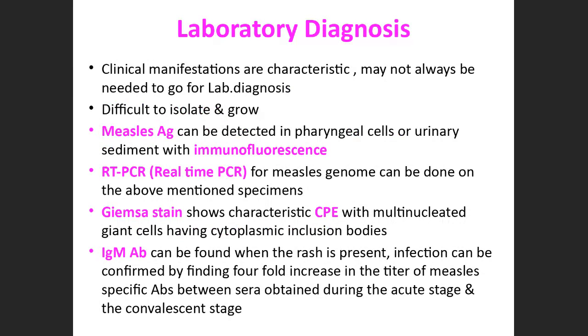How do you diagnose it? Laboratory diagnosis. The clinical manifestations are characteristic. For these viral infections, you might not always need any lab investigations. Clinical signs, symptoms, and history of the patient are enough to diagnose the infection. It is definitely very difficult to isolate and grow. Measles antigen can be detected in pharyngeal cells or urinary sediment by the immunofluorescence method. Other important methods include RT-PCR, Giemsa stain, and immunoglobulin detection.